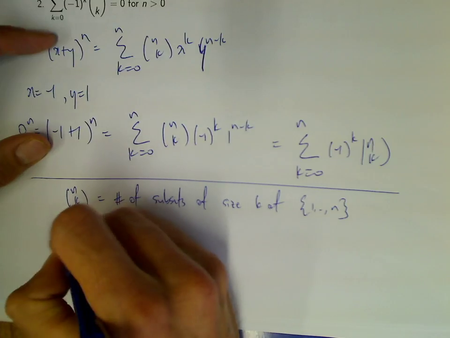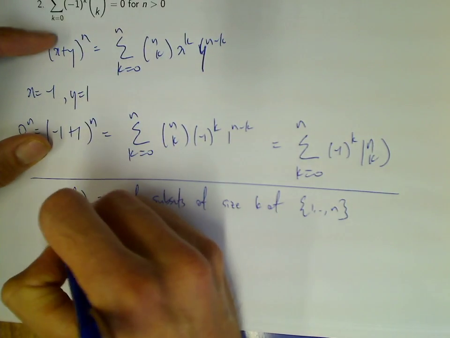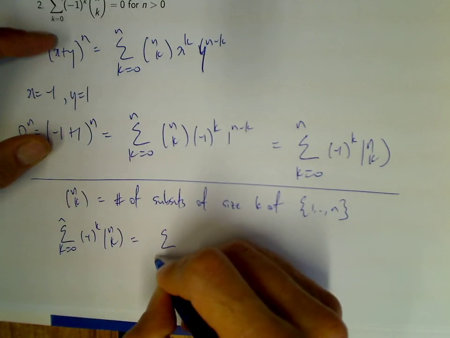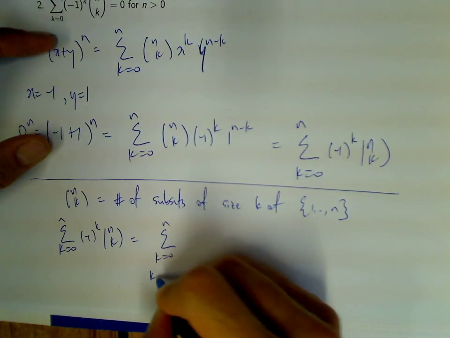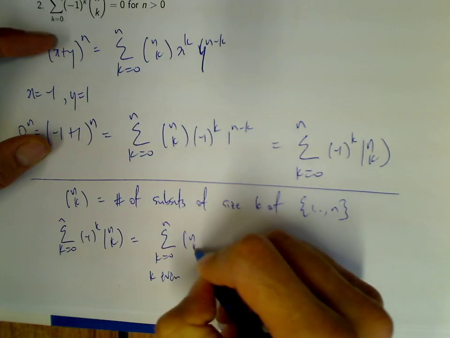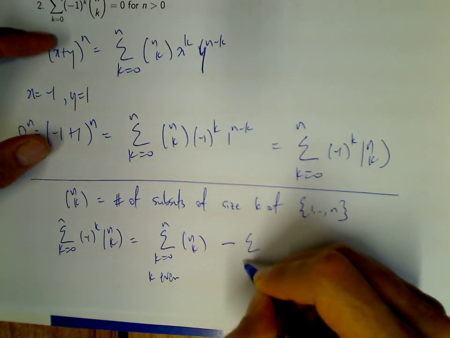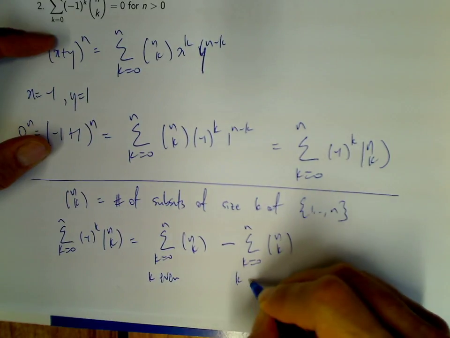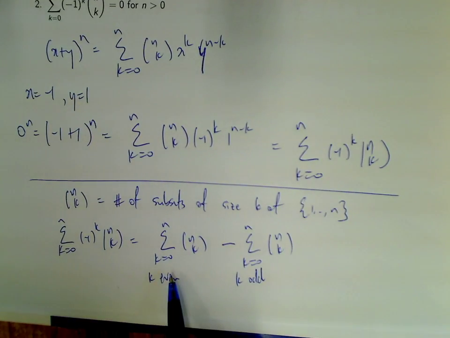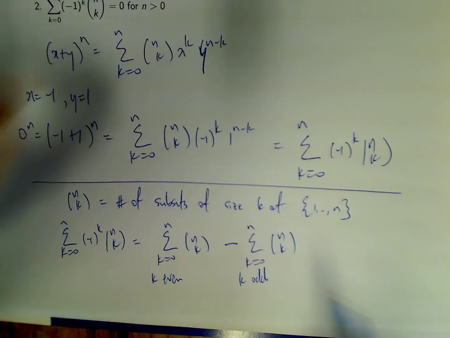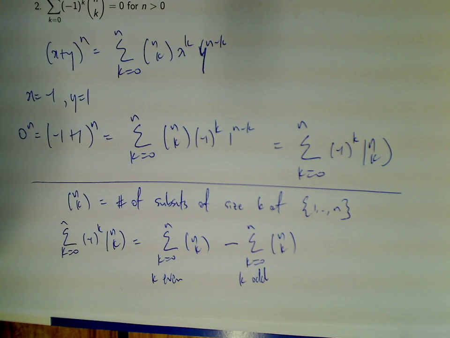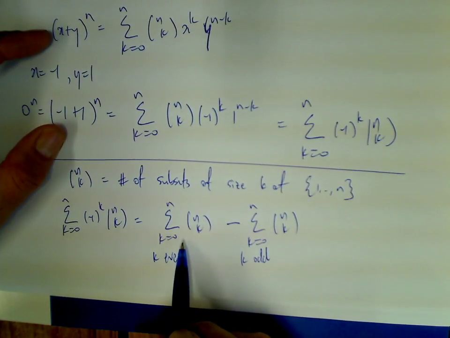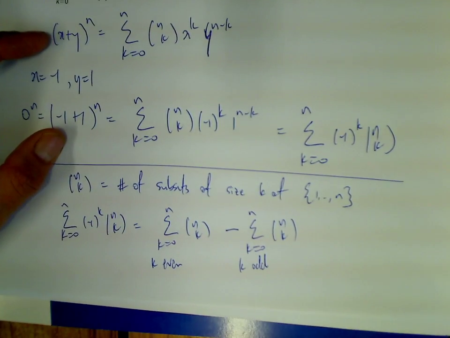So if I take this sum, k equals 0 to n of (-1)^k n choose k, it is equal to the sum k equals 0 to n with k even of n choose k, minus the sum k equals 0 to n of n choose k with k odd, right? So we add the ones where k is even and we subtract the ones where k is odd. So what this is actually telling us is that there's just as many subsets of even size as there are subsets of odd size.